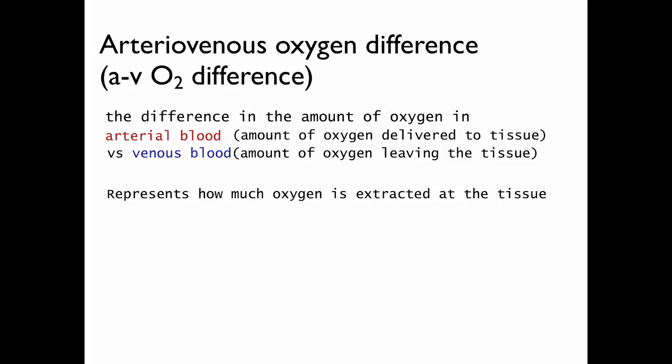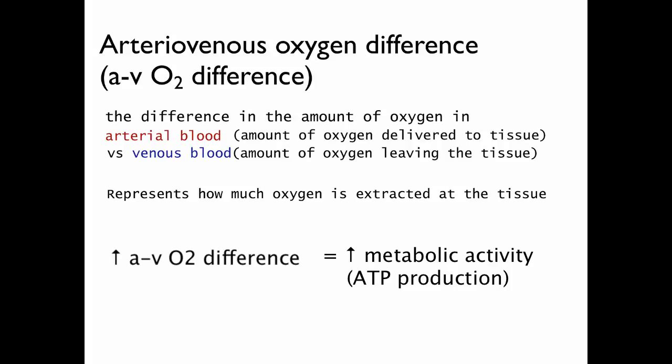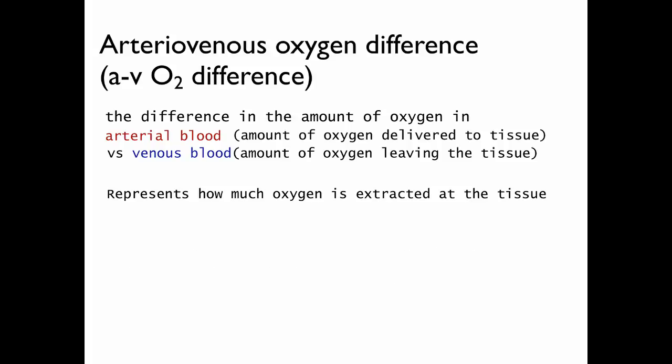We know that we use oxygen for aerobic ATP production, so if there is a higher AVO2 difference, there's going to be more metabolic activity going on in that tissue.